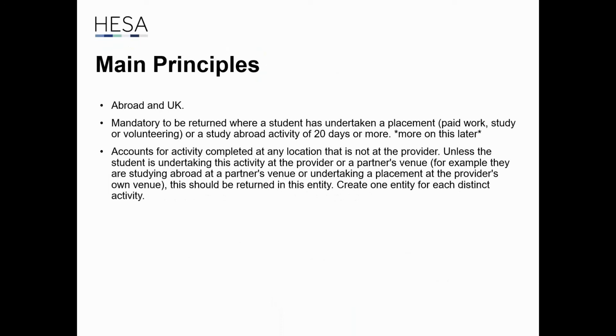It accounts for activity completed at any location that is not at the provider, unless, for example, the student is undertaking the activity at a provider or a partner's venue. For example, they're studying abroad at a partner. This should be returned in this entity. So you create one entity for each distinct activity. Distance learning is not captured in this entity.